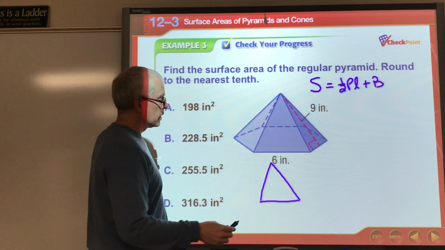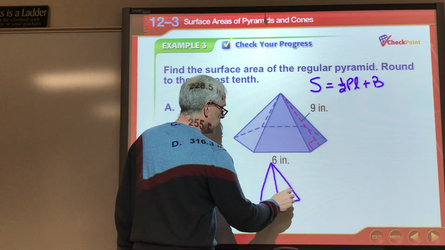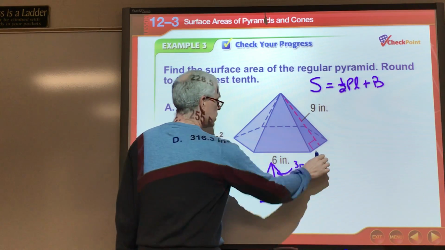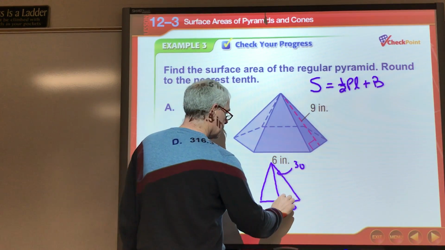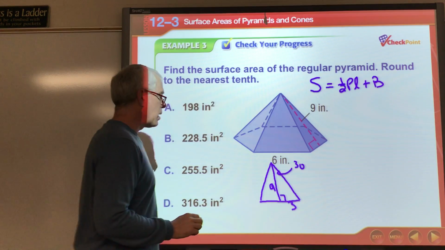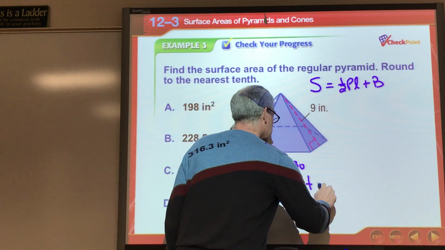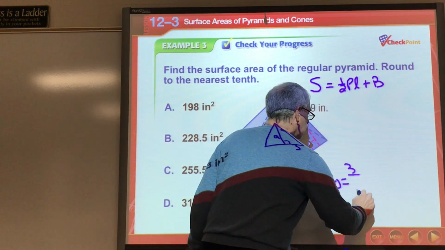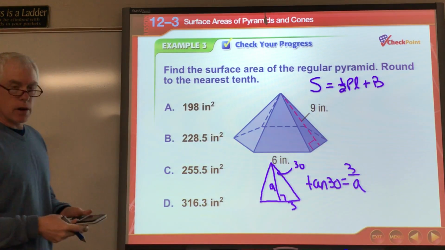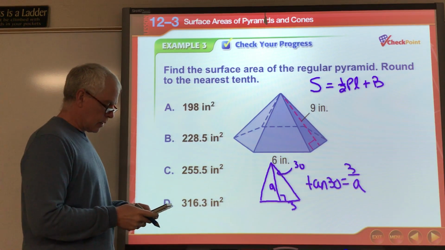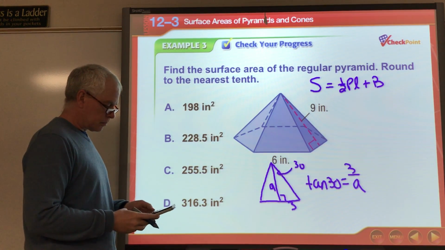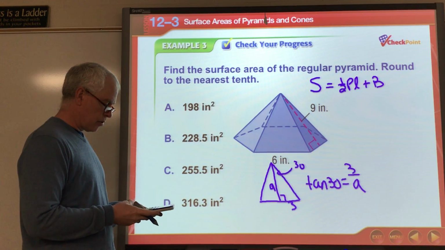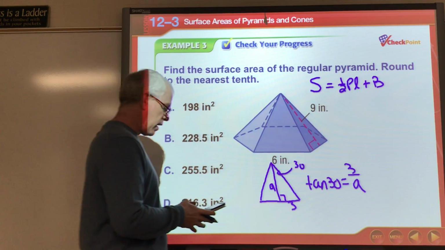360 divided by 6 again is 60, just like we saw on the previous screen. So this right here is a 30-degree angle. And if this side was 6, this gets cut in half, so that's 3. So if I want to find my apothem, I'm going to say that the tangent of 30 is equal to opposite, which is 3, over adjacent, which is A. And again, the variable's on the bottom, so I need to divide, okay? I'm going to take 3 divided by the tangent of 30, and I'm going to get about 5.2.